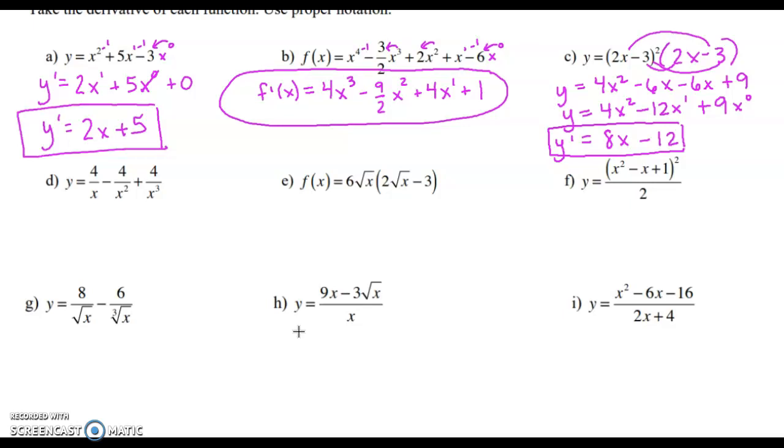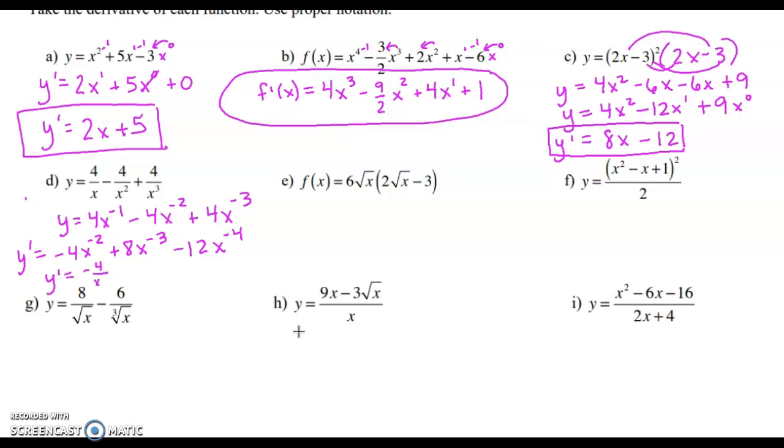Okay, so on part D, in order to do these, we need to rewrite all of them with negative exponents. Okay, so now we can do the power rule. So our derivative is going to multiply, subtract 1, multiply, subtract 1, and multiply, subtract 1. So if we rewrite this without negative exponents, we've got negative 4 over x squared plus 8 over x cubed minus 12 over x to the 4th.